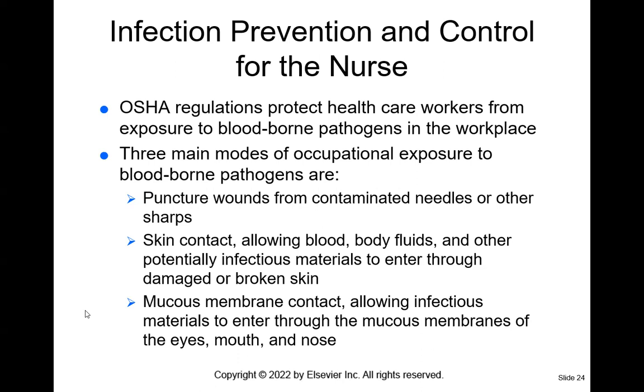There are three main modes or ways occupational exposure to bloodborne pathogens can occur. First, from puncture wounds, from contaminated needles or sharps. So that's why we immediately apply the safety on our needles and dispose of them in the sharps container. Never recap a dirty needle. The second way that someone in the healthcare profession can get exposed is by skin contact. If we allow bloody body fluids and other potentially infectious materials to enter through damaged or broken skin.